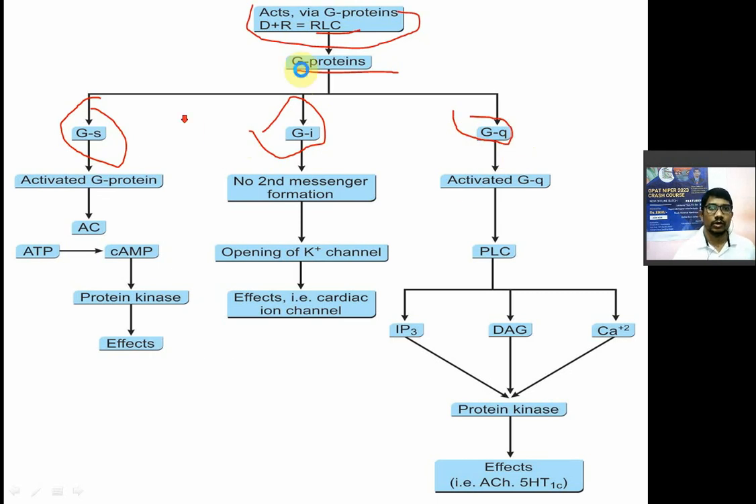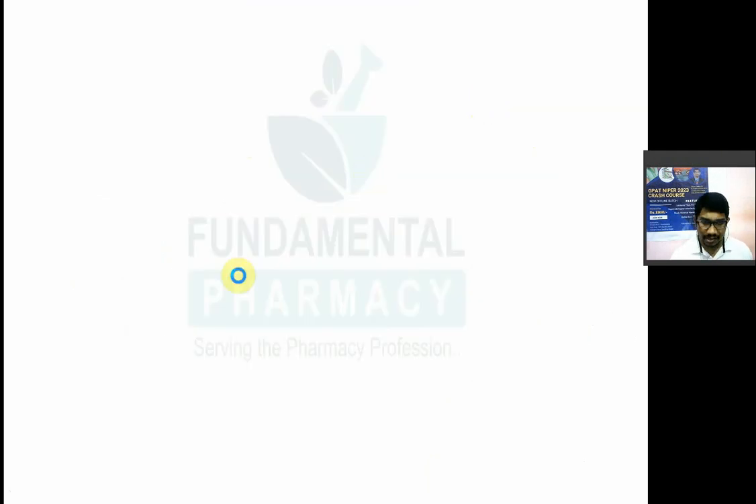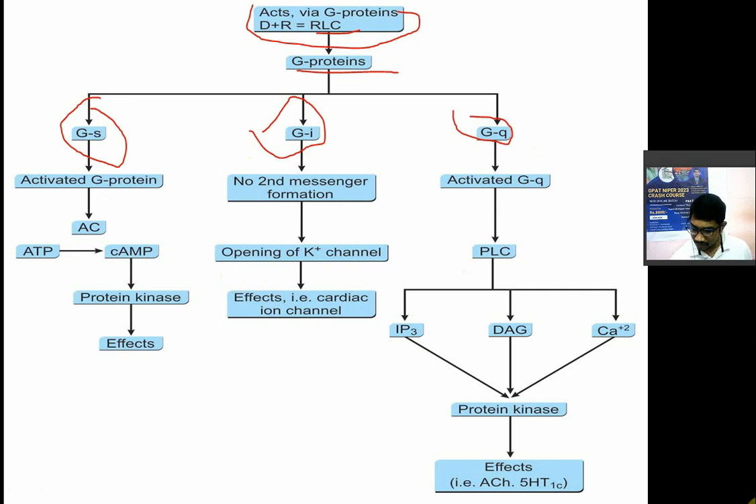So the drug will combine with the receptor. After combining, what will happen? It will form a drug-receptor complex and it will activate the G protein. So G proteins are three types. First one is stimulatory, GS. Second one is G inhibitory. And third one is nothing but the GQ. So GQ is also stimulatory in nature.